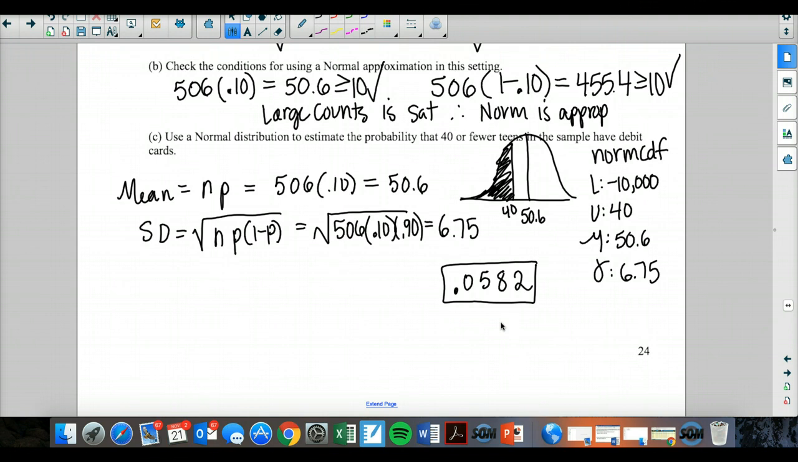So we can see that 50.6 is the mean, the standard deviation is 6.75. So if you think about it, you're going down to like 43 and 57 or 58 for one standard deviation. So it makes sense that as you get to 40, you're getting really far left, and that is a small probability. It's not crazy tiny, but it's pretty small.